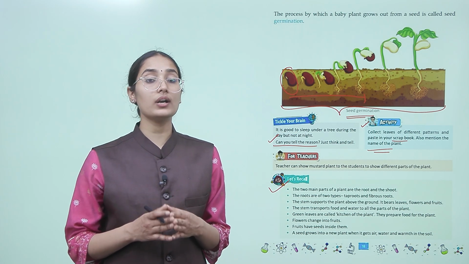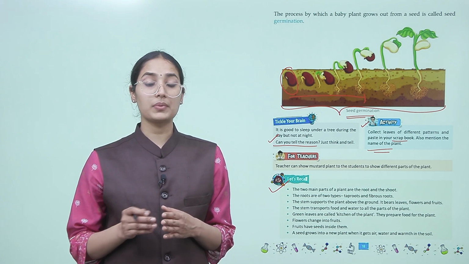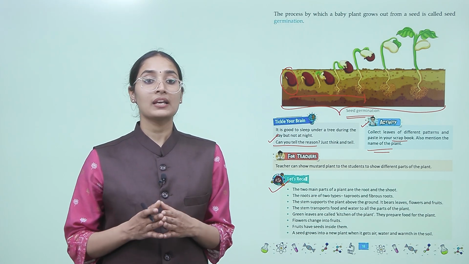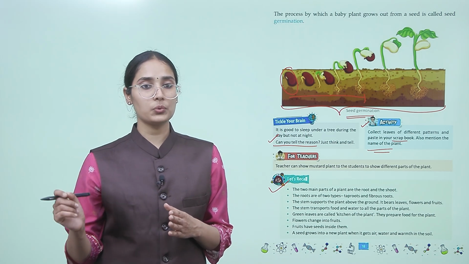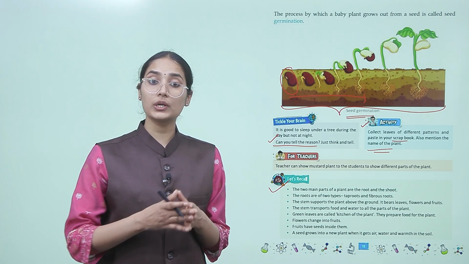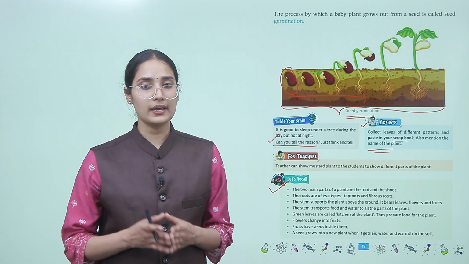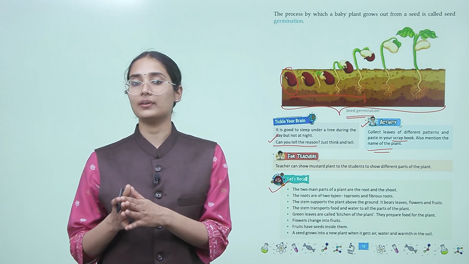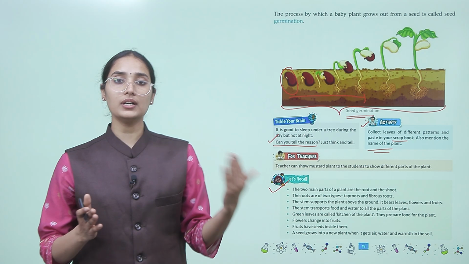Green leaves are called the kitchen of the plant. They prepare food for the plant. Flowers change into fruits. Fruits have seeds inside them, and a seed grows into a new plant when it gets air, water and warmth in the soil. Now let's go to the next page.